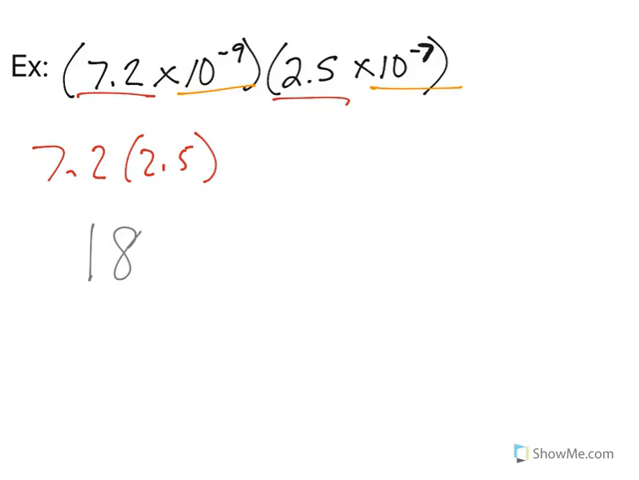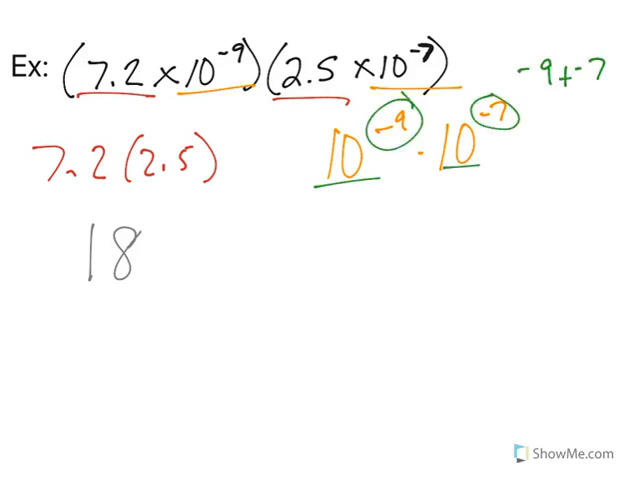Okay, so now I have my base 10 numbers, 10 to the negative 9th times 10 to the negative 7th. Again, same base, we add the exponents. Negative 9 plus negative 7 is negative 16. If you look at this answer, this is not in scientific notation because 18 is bigger than 10. So let's focus on that 18. How do I change 18 to scientific notation? Well, it's bigger than 10, so we know our exponent's going to be positive.